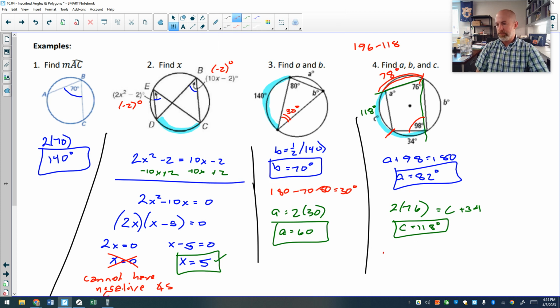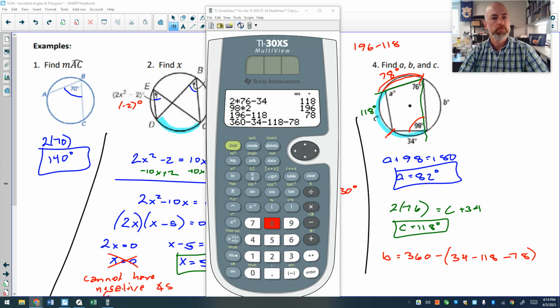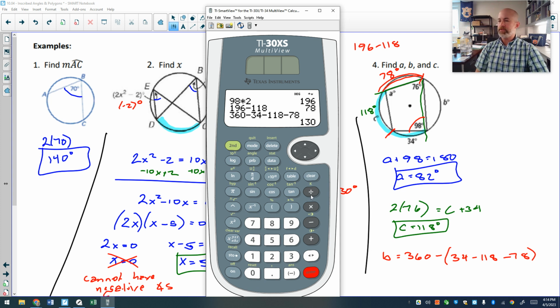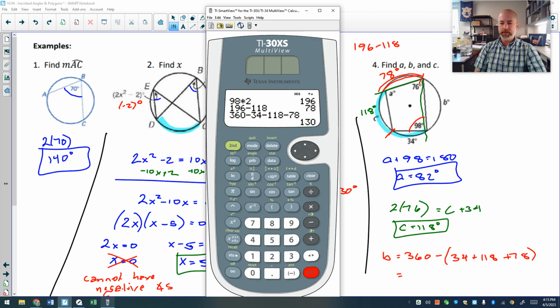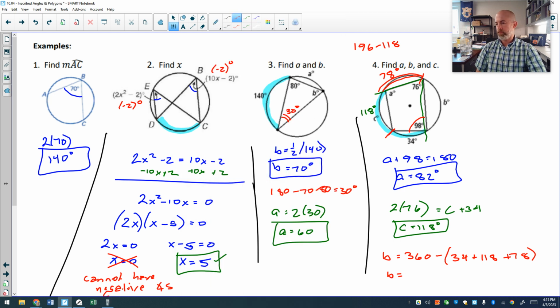And then finally, I can get B by subtracting all of those other arcs from 360. So 360 minus 34, minus 118, minus 78. And we'll throw that in the calculator and get the answer. In punching that into the calculator, I just noticed a mistake in my writing. The answer does end up being 130. I put parentheses here. I meant to add all of those and subtract the sum of those. B does end up being 130. So a little bit of work there to get B, and maybe there was a faster way. I just didn't see it off the top of my head.